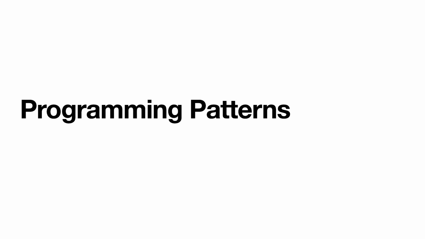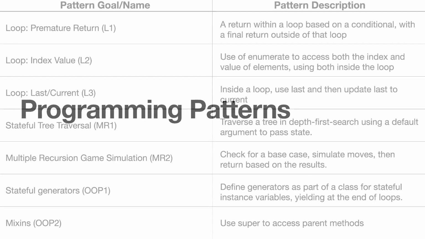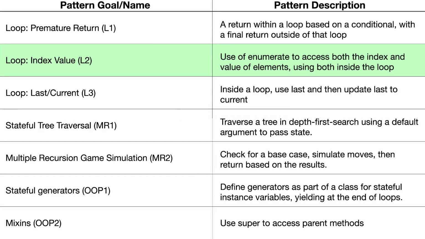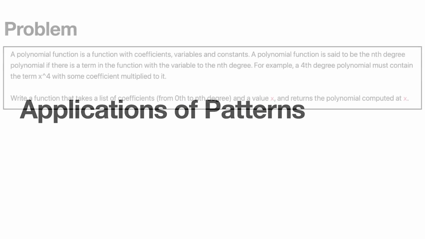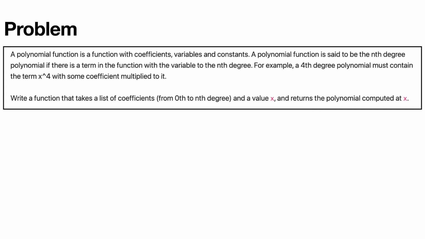Programming patterns offer a critical building block as students continue to solve more and more complex problems. For example, consider L2, the pattern of iterating through a list using both the index and value of elements. The L2 pattern could be applied to a problem such as this, where a student is asked to compute the polynomial at some point x given the coefficients of the polynomial as a list.